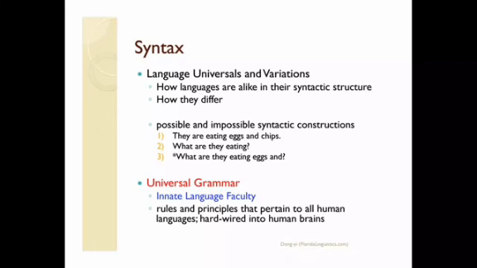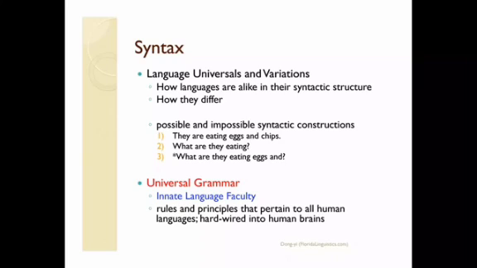One of the primary goals of linguistics is to uncover language universals and variations. Syntacticians are also interested in how languages are alike in their syntactic structure and how they differ. Therefore, an important part of syntactic research is to investigate possible and impossible syntactic constructions or structures across the world's languages. For example, let's look at sentences 1 to 3.